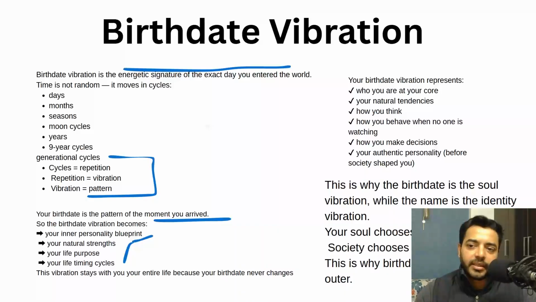What are you as a person from inside, right? So your birth date vibration will always tell you who you are at the core, your natural tendencies, how you think, etc., etc. But again, it's a pattern. It's not something that's so accurate that you say you like spicy food, something like that, right? But it will tell you on the surface from inside what exactly you are as a person, right? So it's a soul vibration, while the name is the identity vibration. So name is something that you use in the external world. Someone calls you by that name, somebody writes you an email, somebody sends you a letter with that specific name. So name is always an external vibration.